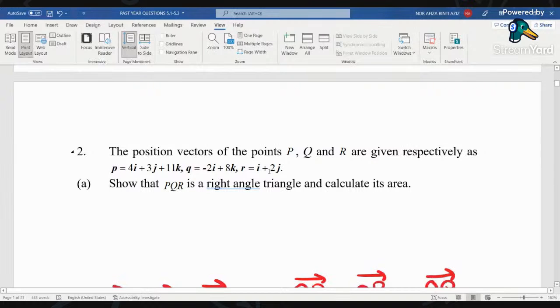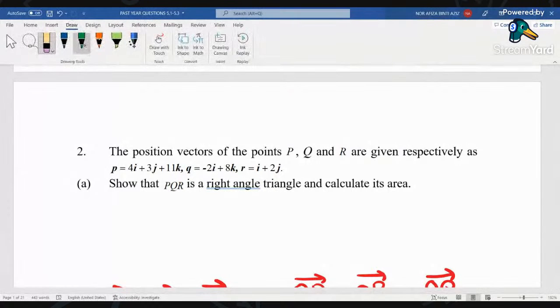Okay, so to show that PQR is a right angle triangle, let's draw the triangle first. Say I have this triangle. This is the shape of a right angle triangle, and since we have Q in the middle, we must put Q over here. So your triangle can be PQR like this.